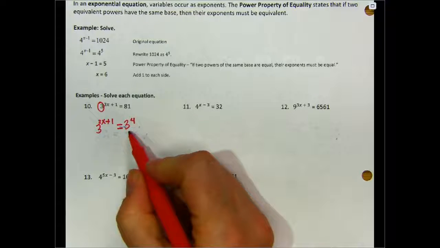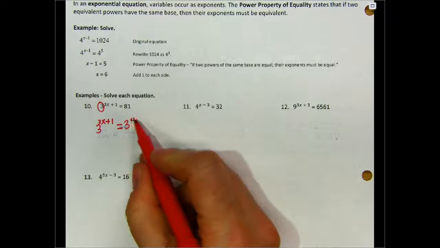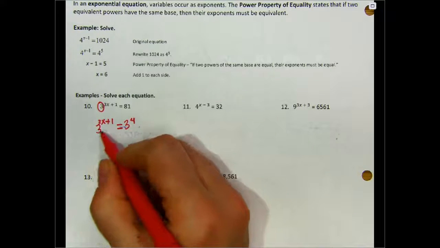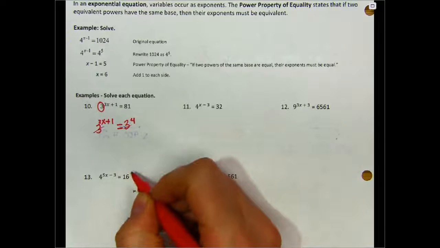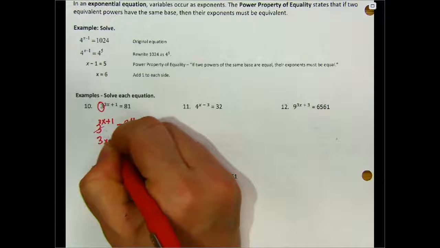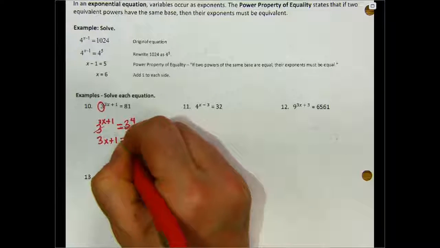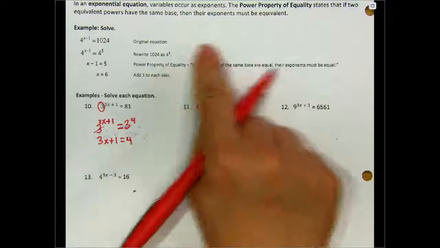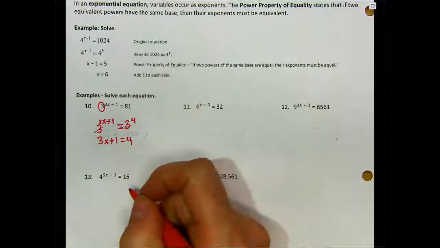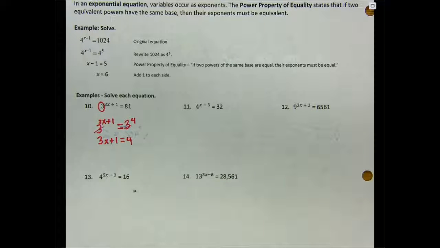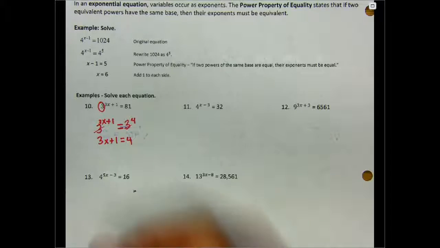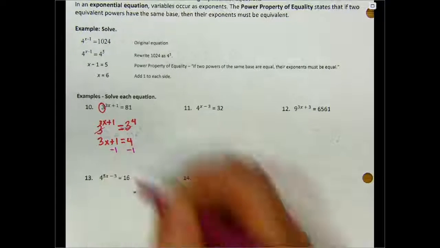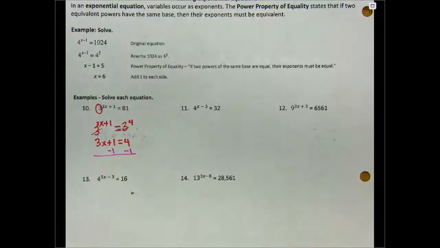Now that I have the same base, basically what that means is these exponents have to be equal. So my bases cancel out, and I'll just be left with 3x plus 1 equals 4. And that's what this property says. The exponents have to be equal, so I don't care what the base is anymore. I'm going to subtract 1 from both sides, just like we normally do to solve.